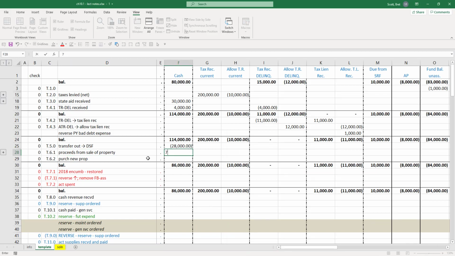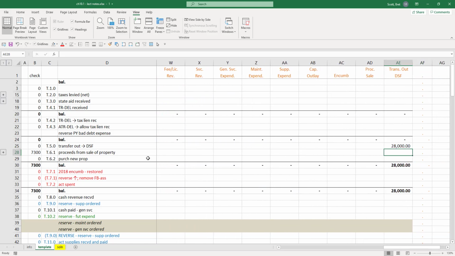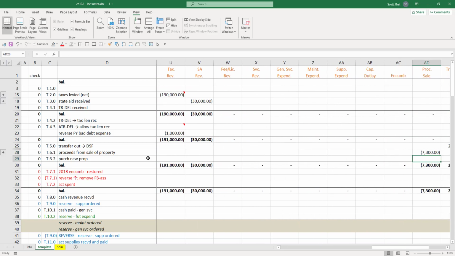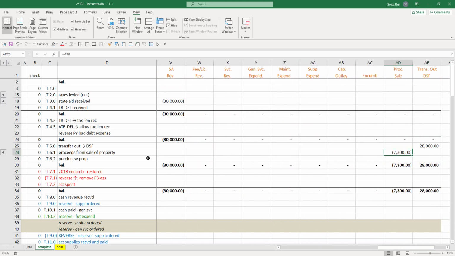So we got 7.3 million. Put that in my cash column. I'm going to go all the way over to transfers out, proceeds from sale. There is where I show my proceeds as a credit. Kind of like a gain, if you will, because you have to keep in mind that we don't record property, plant, and equipment like most for-profit companies do. We expense that, or we call it an expenditure. So if we get proceeds from the sale of property, that's essentially a pure cash inflow. So we treat it as such with a credit of 7.3.